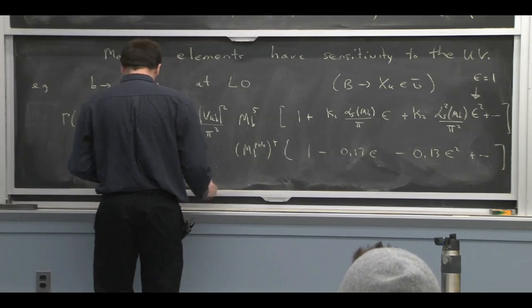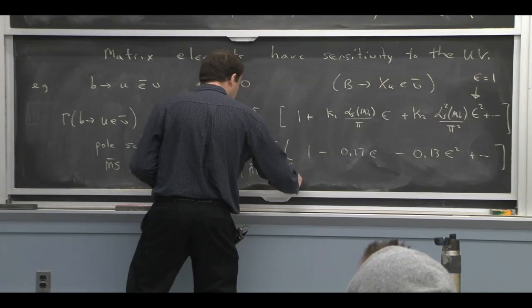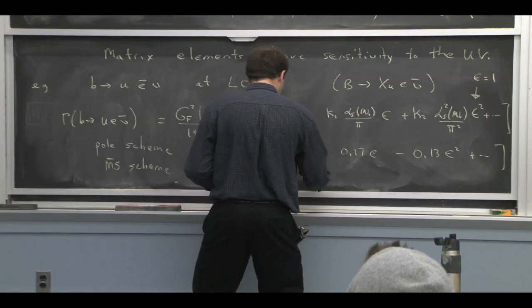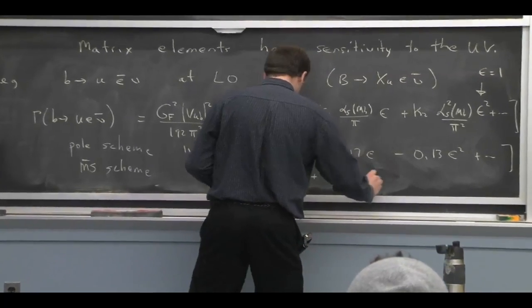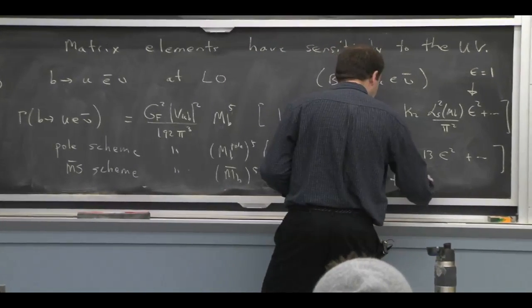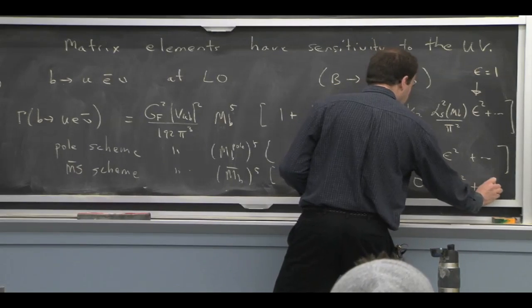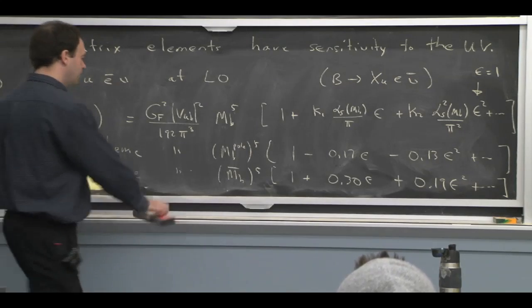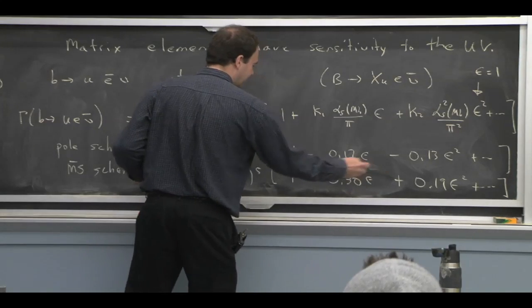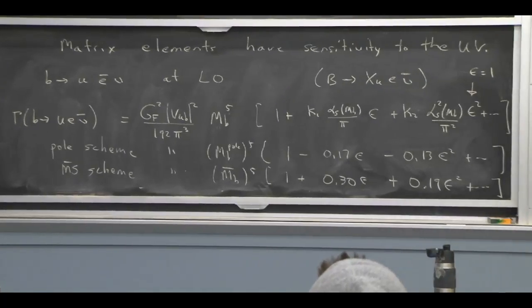So you say, well, let's use MS bar. That changes the perturbative series. And maybe you think you're doing a little bit better because at least, well, but this guy got bigger and this guy's bigger than that guy. So it's also not really working.